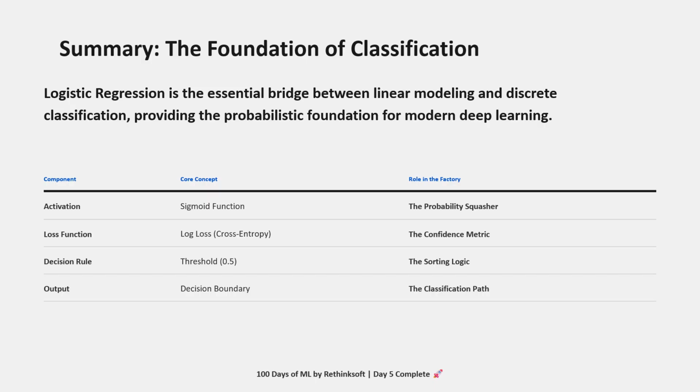Now, let's summarize. We have covered a lot today, laying the groundwork for classification with logistic regression. It's the bridge that takes linear models and turns them into tools for discrete classification. We saw how the sigmoid function squashes values into probabilities, acting as a probability squasher. Then we saw log loss, which became our confidence metric, telling us how our model is performing. And finally, the 0.5 threshold gives us the sorting logic, creating the clear decision boundary. All these components together form the foundation for understanding more complex classification models as well.